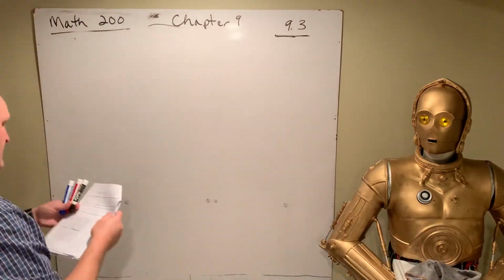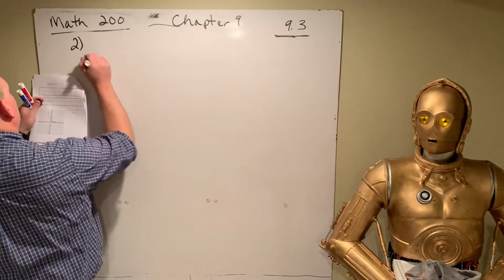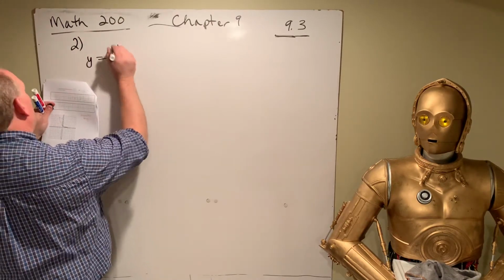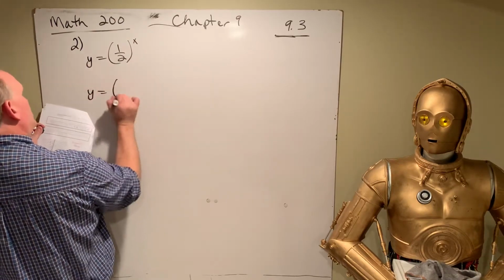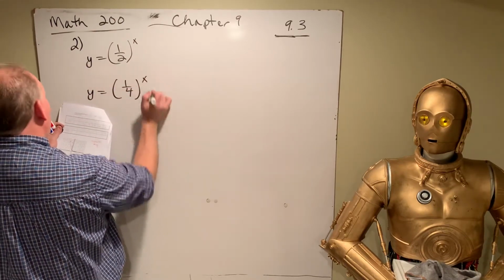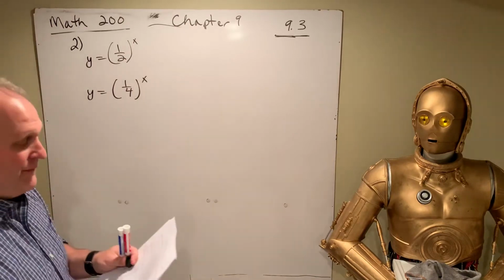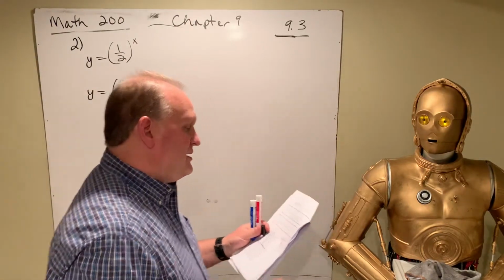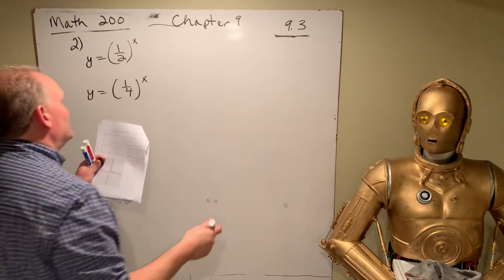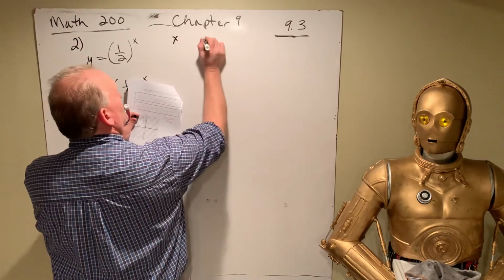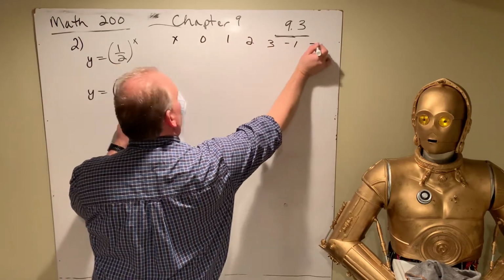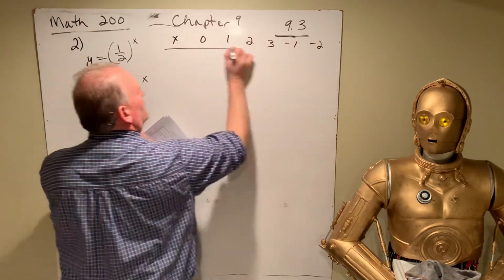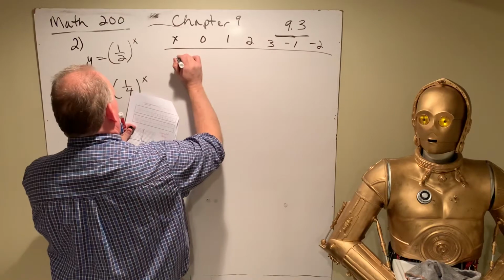What about number 2? Look at the base. It's (1/2)^x and (1/4)^x. These are also exponential functions, but these are exponential decay. These are decay functions. So put in 0, 1, 2, 3, negative 1, negative 2.